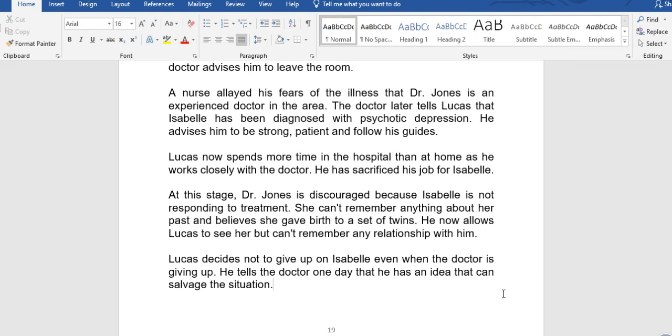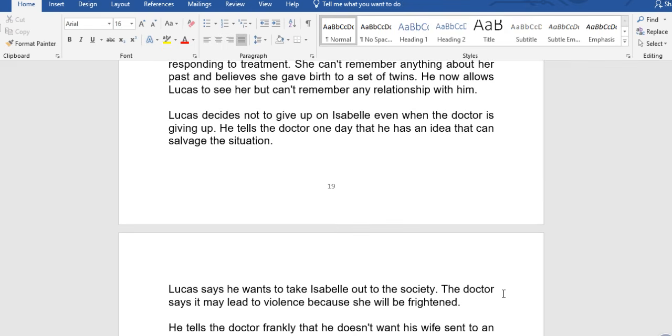She can't remember anything about her past and believes she gave birth to a set of twins. He now allows Lucas to see her, but she can't remember any relationship with him. Lucas decides not to give up on Isabel, even when the doctor is giving up.